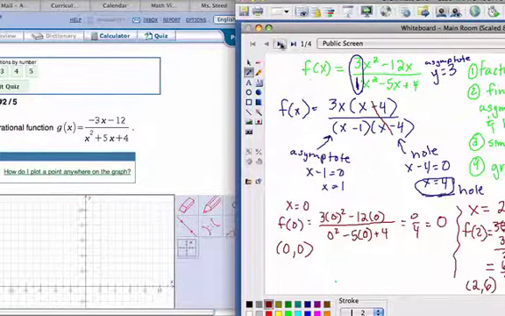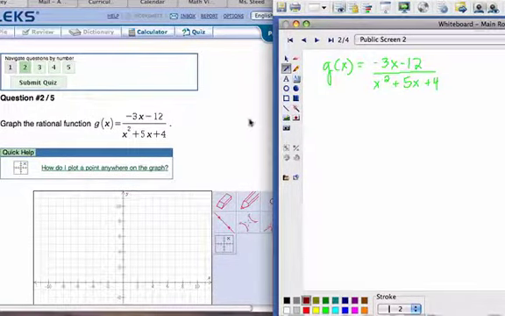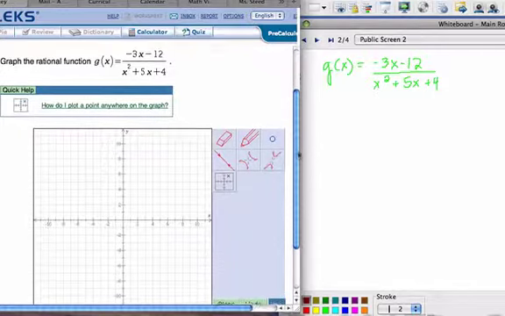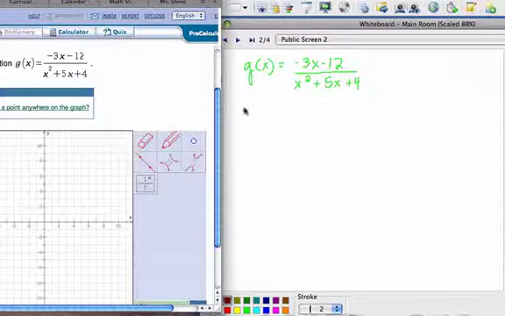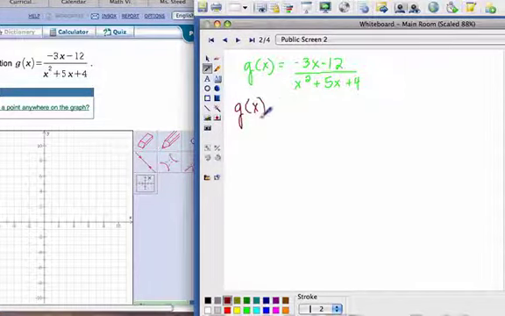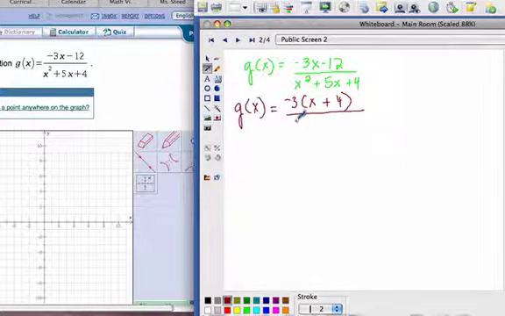Here's another example. So if I have g of x equals negative 3x minus 12 over x squared plus 5x plus 4, we factor that, and you can see I can common factor out a negative 3, and that's going to leave me with x plus 4, and I'm going to factor down here. I can just factor this into x plus 1 and x plus 4.